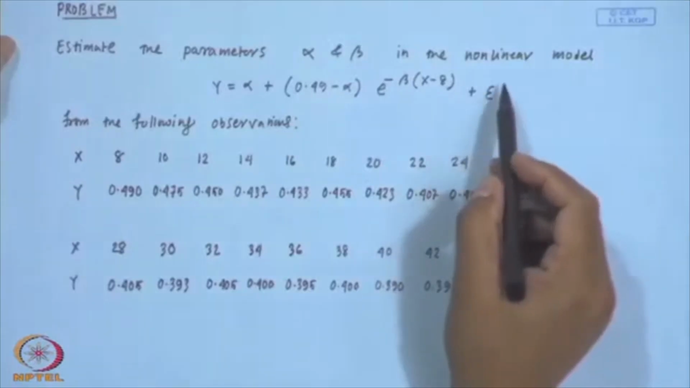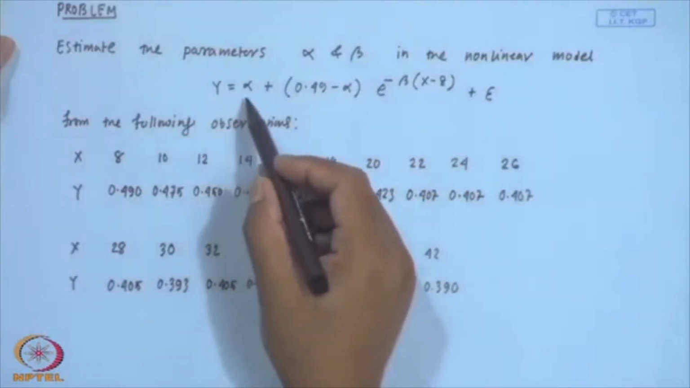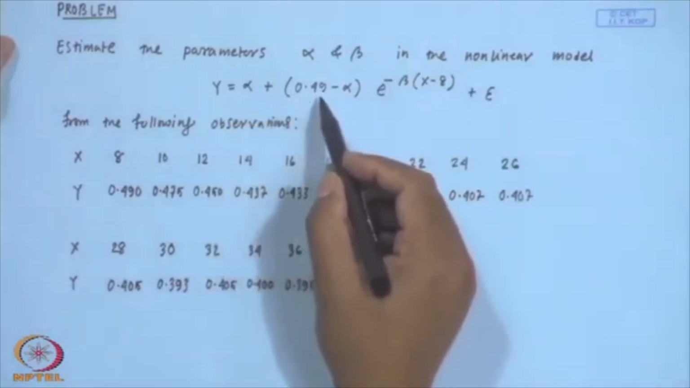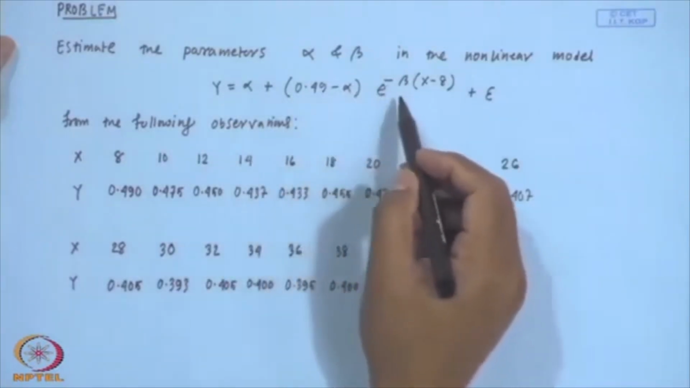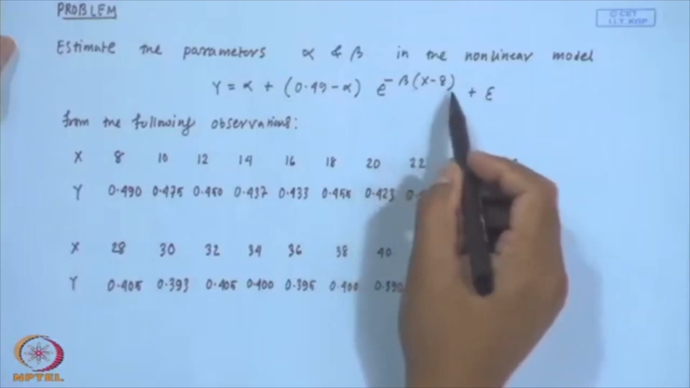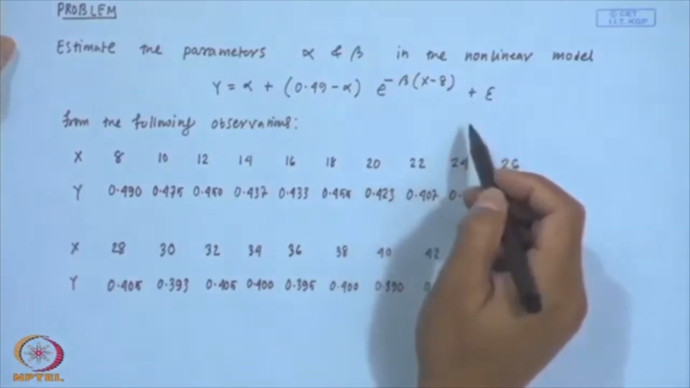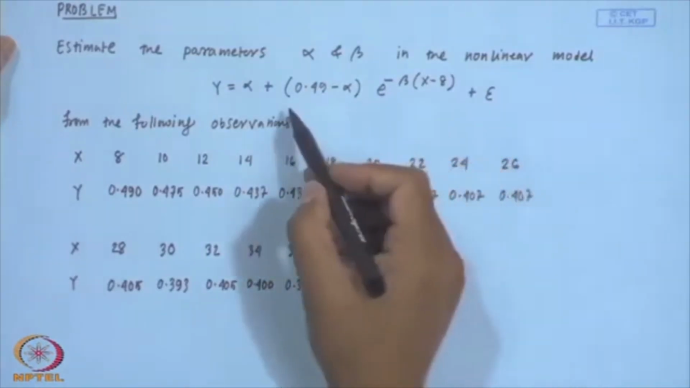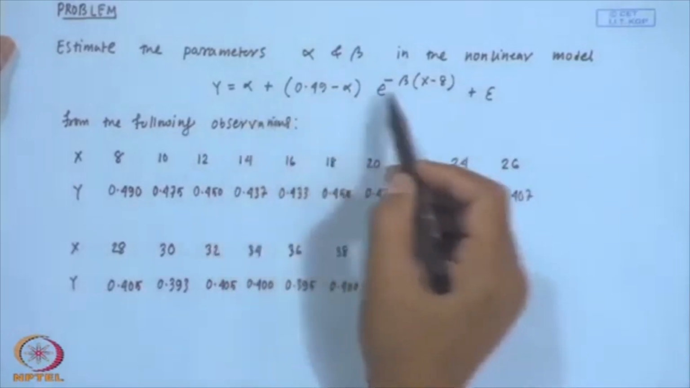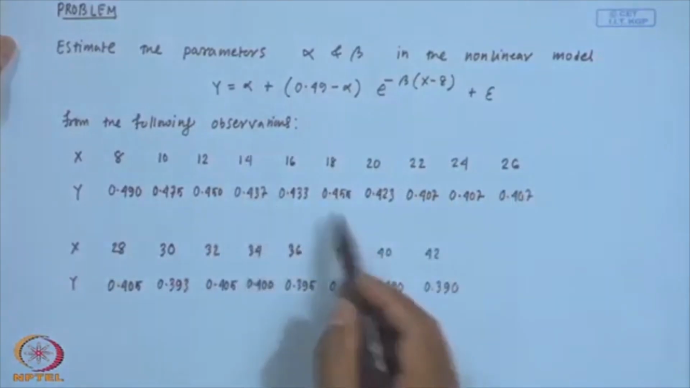Estimate the parameters alpha and beta in the nonlinear model y equal to alpha plus 0.49 minus alpha into e to the power of minus beta into x minus 8, plus epsilon. So, this is the nonlinear model we need to fit. That means we have to estimate the parameters alpha and beta from the following observations. You are given around 20 observations here.